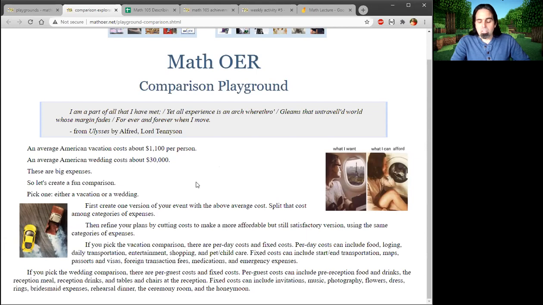Those are big expenses. So your task here would just be to create one version of a wedding or a vacation that has this American average cost, which we probably can't afford if we're college students, and then another one that actually would be affordable, and describe how you trim from one to get to the second. People who are actually planning weddings or vacations will often pick this because they have to do this anyway, might as well get a homework done.